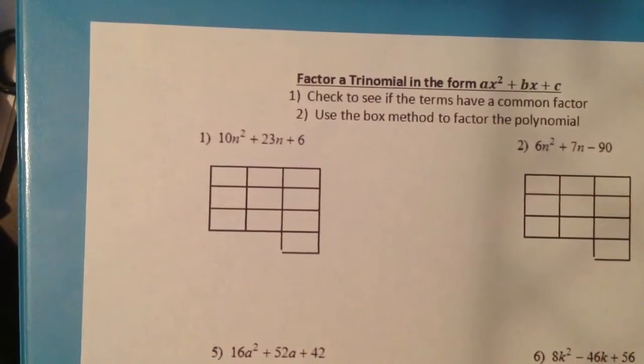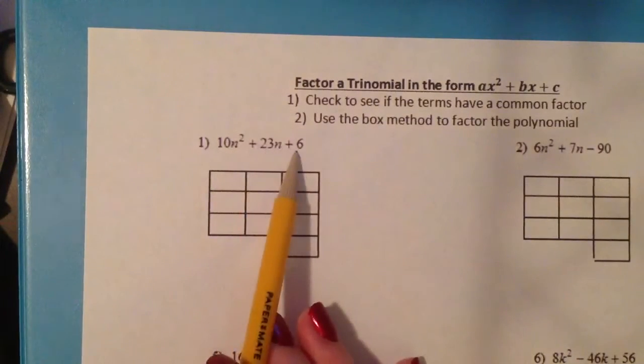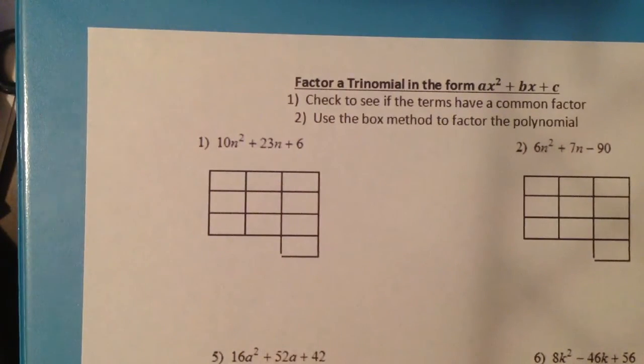Let's look at factoring a trinomial with a leading coefficient that is not 1 or prime. So here I have 10n squared plus 23n plus 6. First thing you always do is check if your terms have a common factor. 10, 23, and 6 do not all have the same common factor. So now I'm going to use my box method.